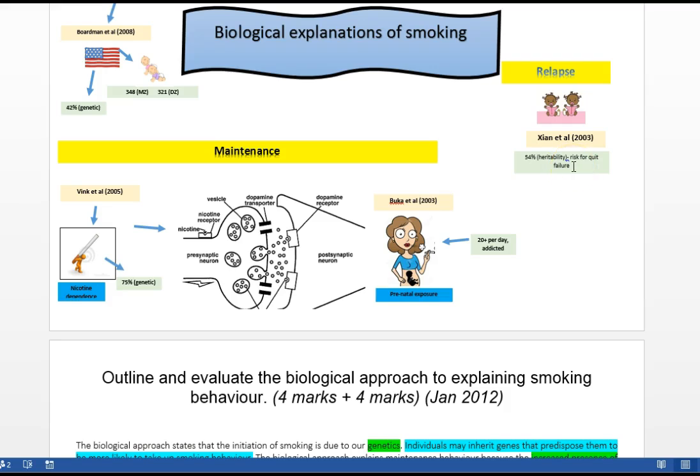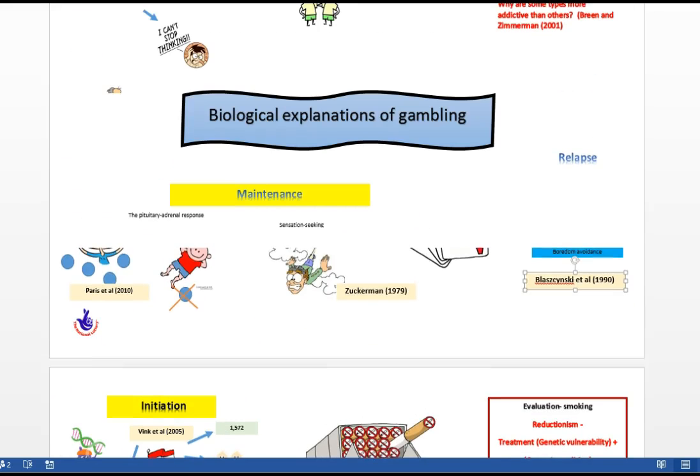So these people, most likely at risk for quit failure, who were predisposed to addiction, were 54% most likely to just fail once they try not to do it. Okay, so this is the biological explanation of smoking and gambling in a nutshell.